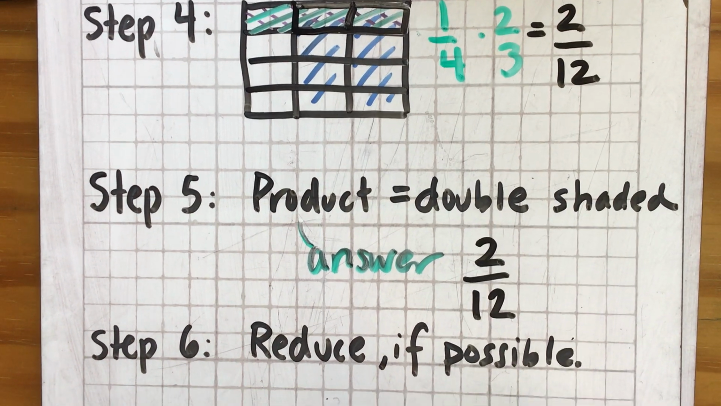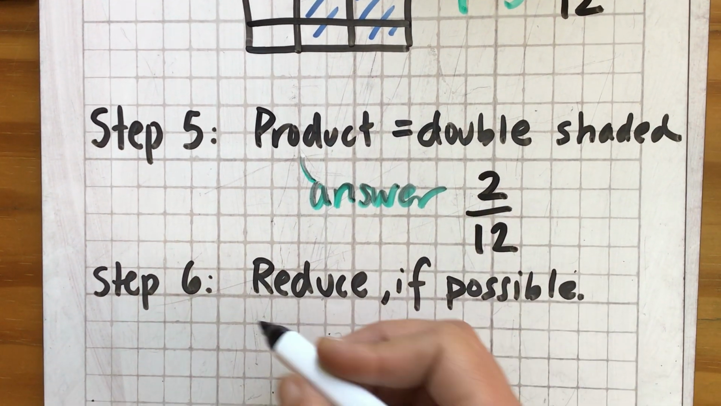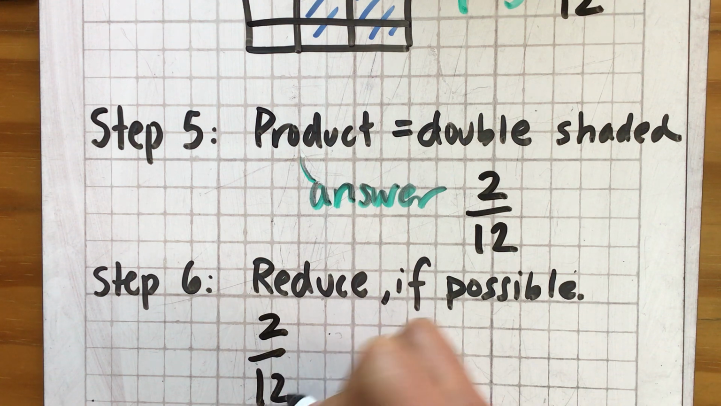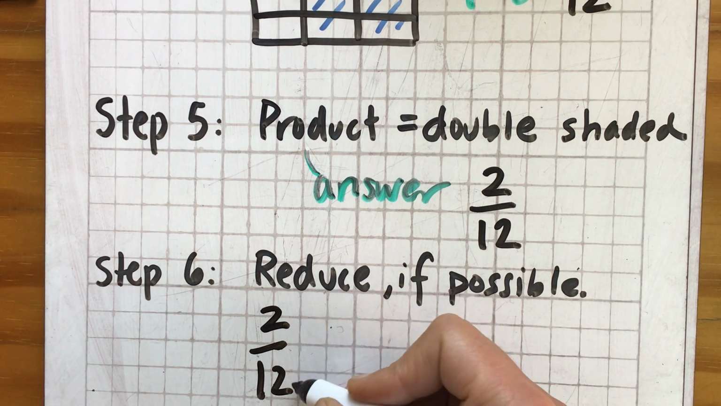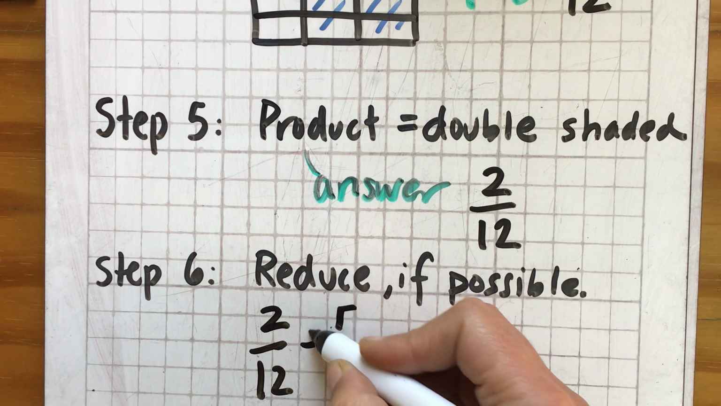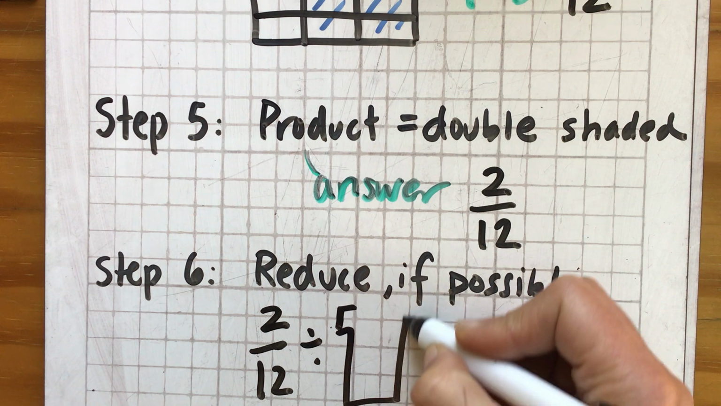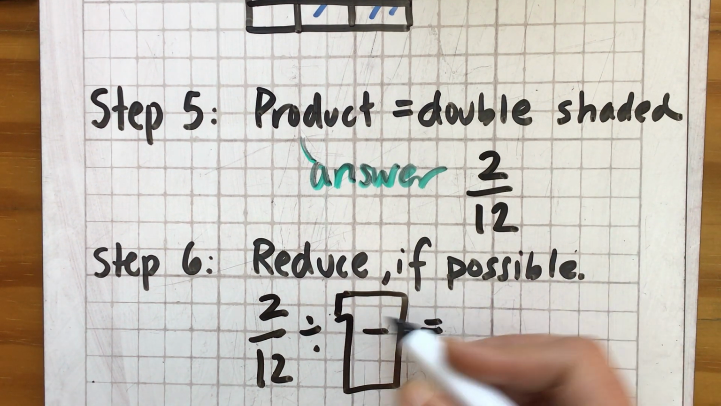1/4 of the 2/3. And then the last step is we just want to see, can I take that fraction, 2/12, and can I reduce it? And yes, I can see that there's a common factor of 2. So I'm going to basically divide by a fraction equal to 1. So whenever I divide by 1, I still get the same amount.